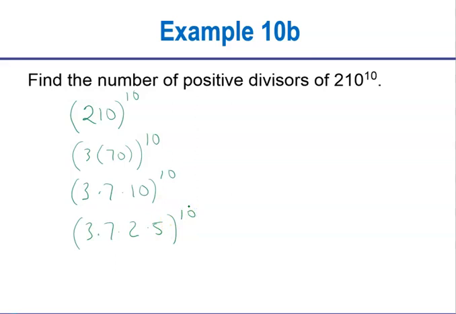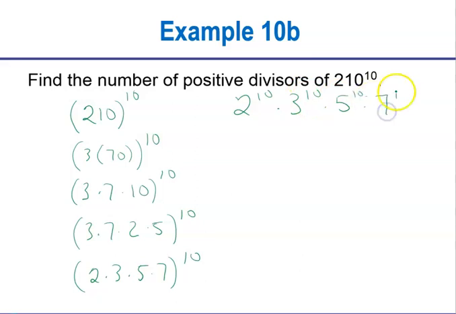And it sure would look a lot better if this was in numerical order, right? Ascending order, 2 times 3 times 5 times 7 to the 10th power. And then each one of these guys is raised to the 10th power. And what we have here, y'all, is the prime factorization of 210 to the 10th power.